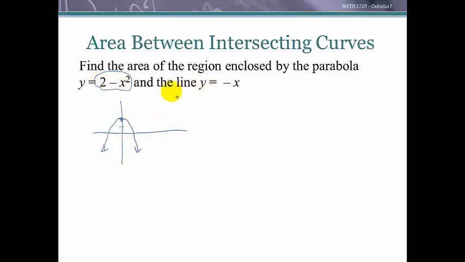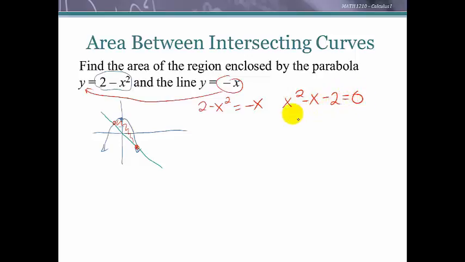And then y equals negative x. Well, y equals negative x is going to come along like this. And so what we are after is this area right here, and it would go from this point to this point. Well, what are those x values? Well, they're the places where the curves intersect, so we could simply set these equal to each other to figure out what those would need to be. So 2 minus x squared equals negative x. So this is x squared minus x minus 2 equals 0, and this will factor: x minus 2 times x plus 1 equals 0. So they are going to intersect at x equals 2 and x equals negative 1.